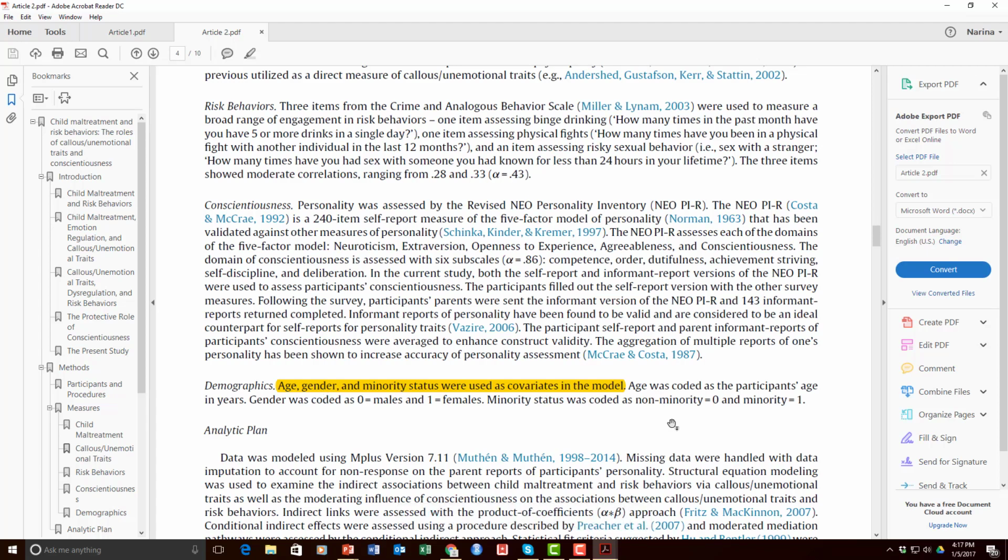Is that really a good way to deal with social class and poverty? I mean, minority status helps a little bit because minority status is correlated with socioeconomic status. But that's not a very good way to do this. And in fact, one of the biggest problems with this study is they did not control for the effects of poverty.